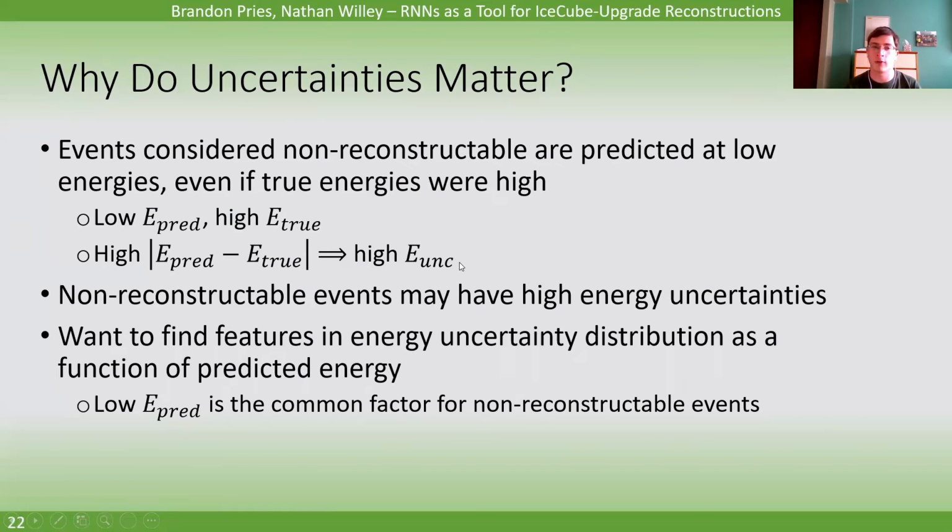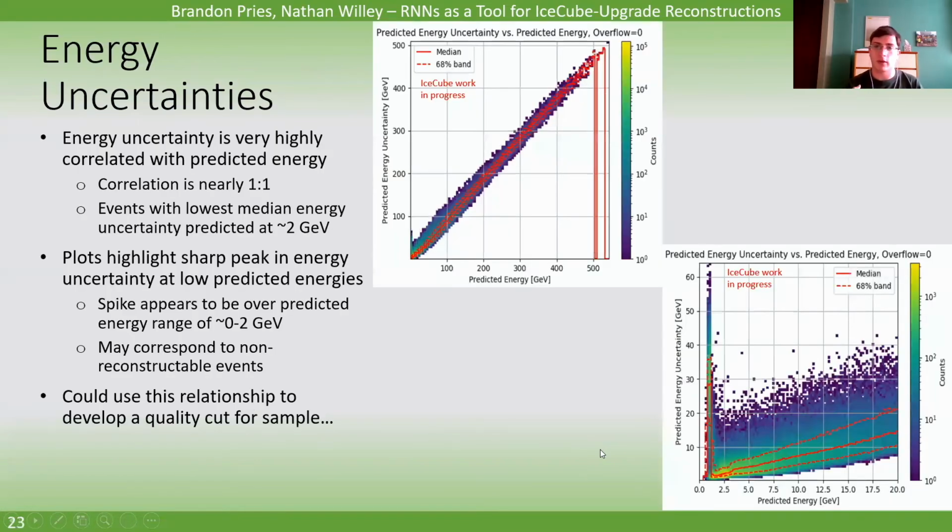So we want to see if we could find features in the energy uncertainty distribution as a function of the predicted energy, again, because the predicted energy is the common factor for all the non-reconstructible events. And when we do that, we see a couple of things. First is that the energy uncertainty is very highly correlated with predicted energy. There's really not much spread at all, which is kind of surprising. And then we see that the events with the lowest median energy uncertainty are predicted at around 2 GeV.